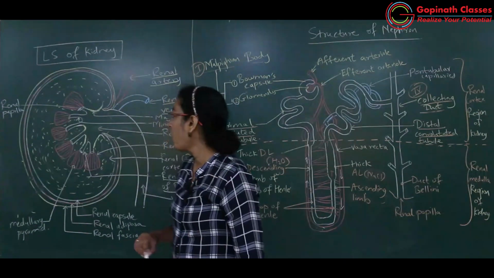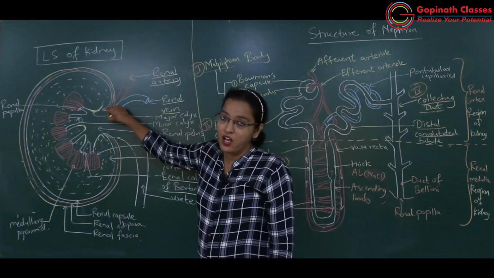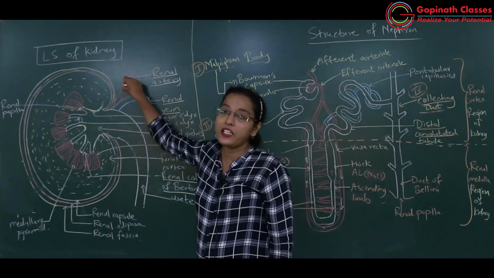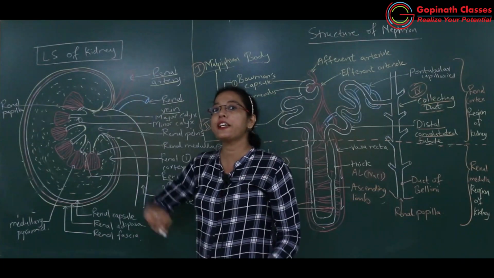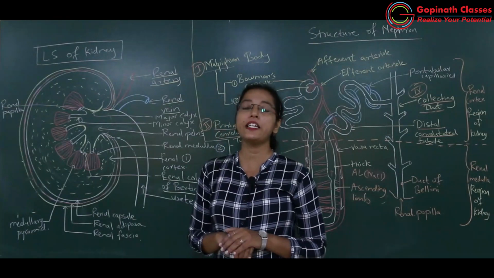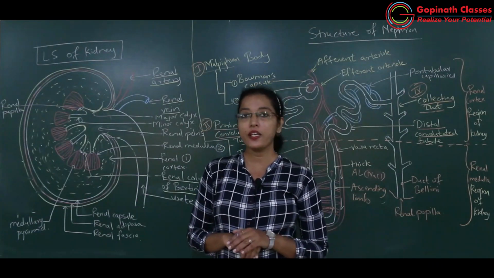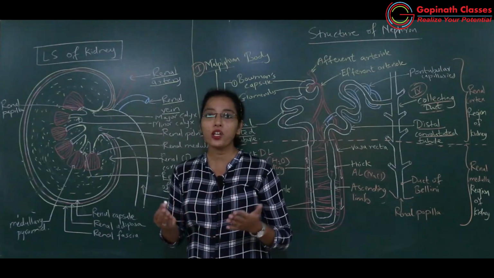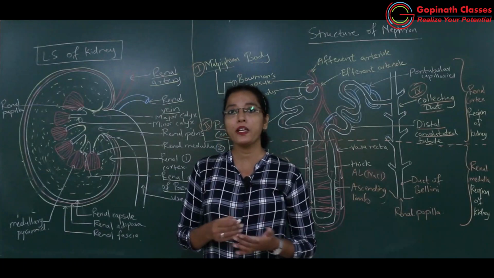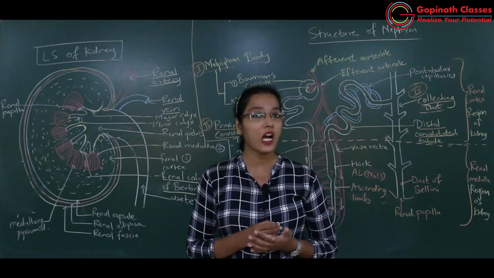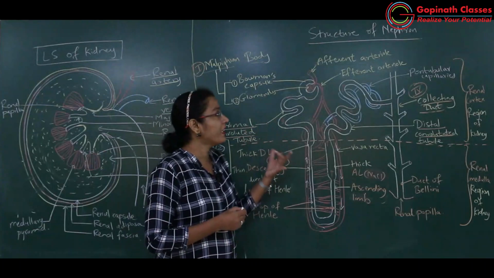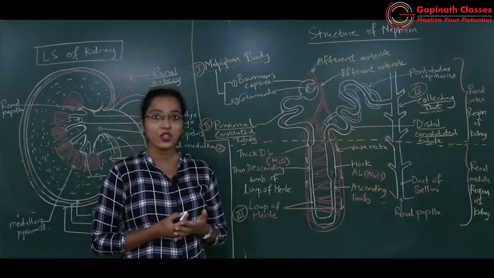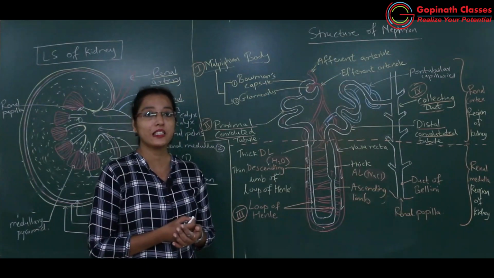I have told you, when we studied the kidney, that the renal artery enters the kidney. Whenever the renal artery enters the kidney, it divides into many interlobar arteries. These interlobar arteries will further divide and redivide into many arterioles, the afferent arterioles, and each afferent arteriole will enter a different nephron. As I told you, millions of nephrons are present in the kidney.